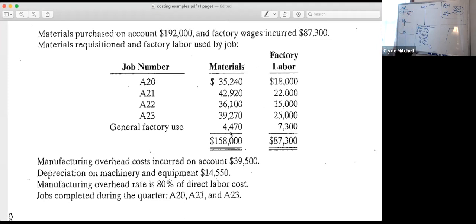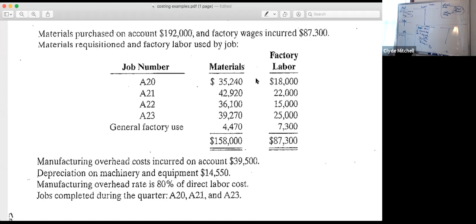That 4.47 is going to end up having to go to our overhead account. So that's 4.47, and that's for materials. So we've dealt with materials. Obviously, 192 minus 158, there will be a closing balance left behind. I'm not going to worry about that right now.